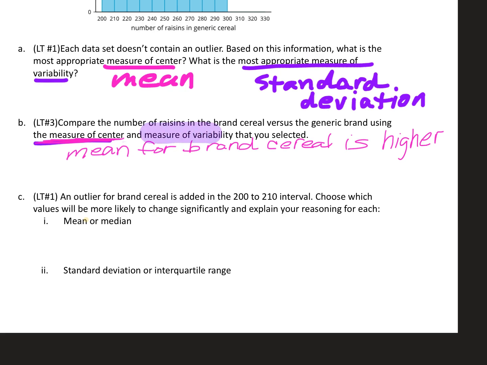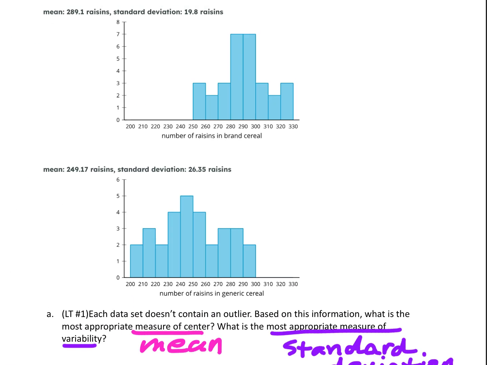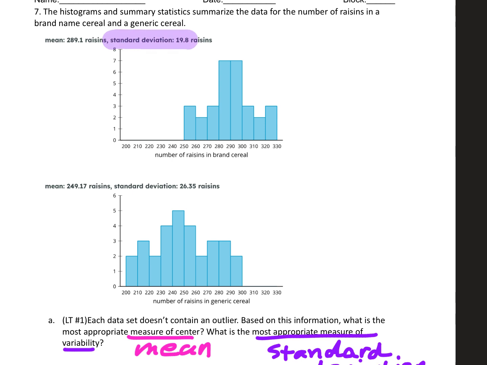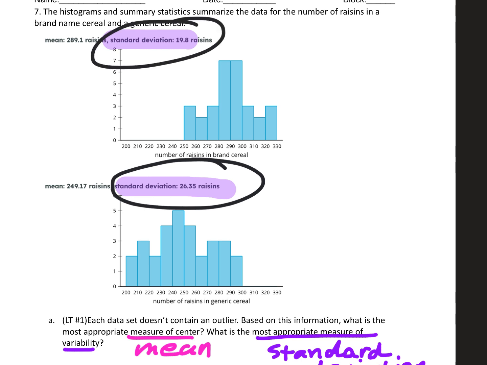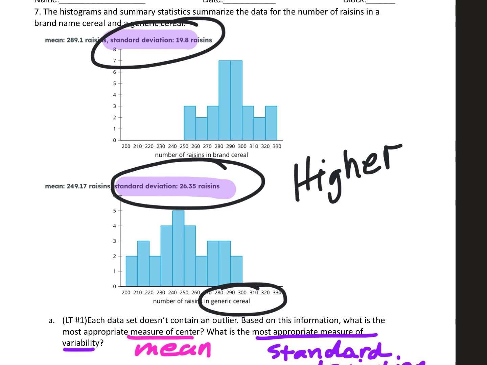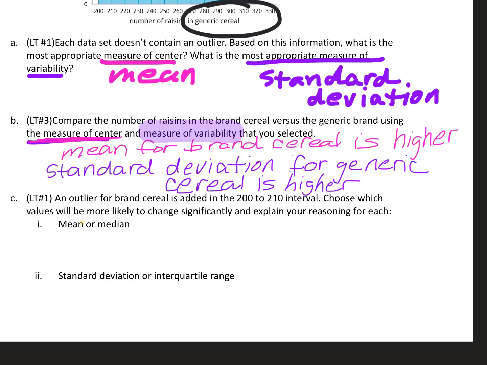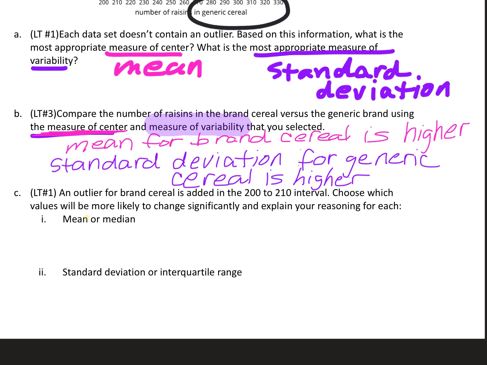Now let's compare the measure of variability. And the variability is given to you also up here with the standard deviation. So this standard deviation is higher for the generic cereal because this one is 26, whereas that one is only 19. So the standard deviation for the generic cereal is higher. So the mean for the brand is higher, but the standard deviation for the generic cereal is higher.